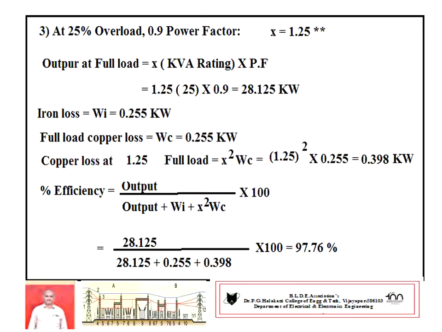Then finally, you are knowing the output, you are knowing the iron loss, you are knowing the copper loss. Go for calculation of efficiency. So percentage efficiency equals output divided by output plus iron loss plus x square times of WC, into 100. You substitute all the values, you are going to get 97.76.